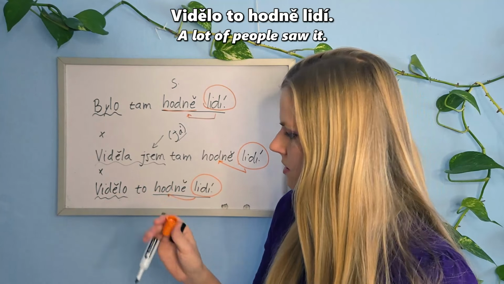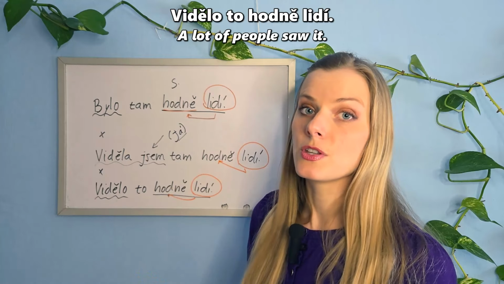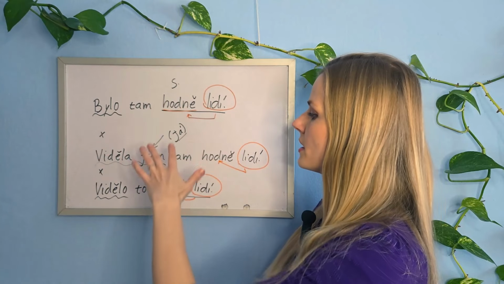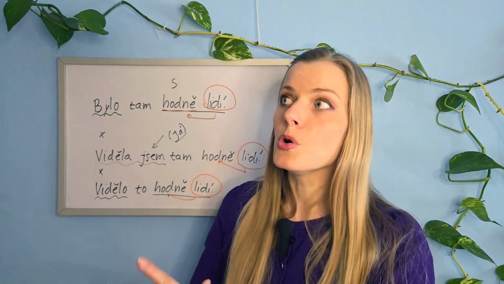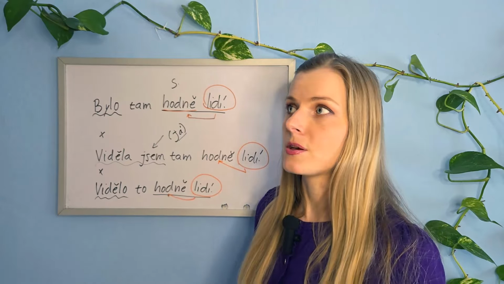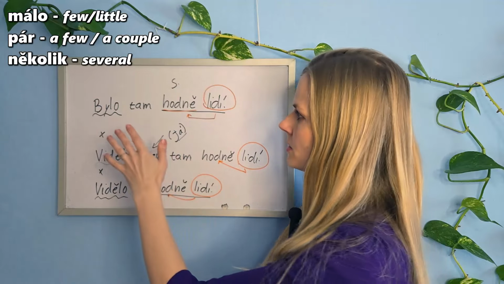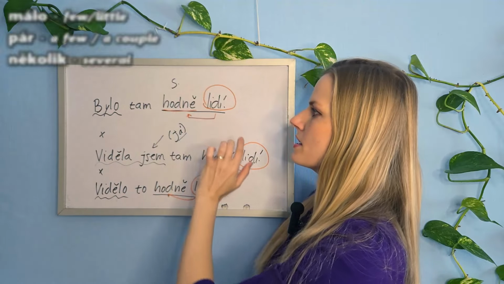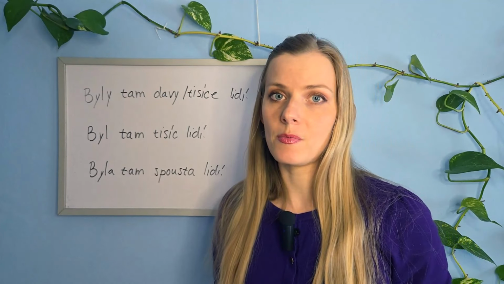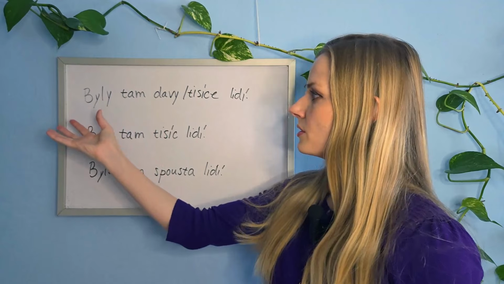And you see it's the same thing because hodně would need a neuter form of verb. Vidělo to hodně lidí, bylo tam hodně lidí. If you replace the word hodně by number 5 and more, or another keyword that requires the genitive case, such as málo, pár, několik, several, it's still the same case. Bylo tam několik lidí. Vidělo to několik lidí. I want to show you more examples so you get this idea right with very similar context.